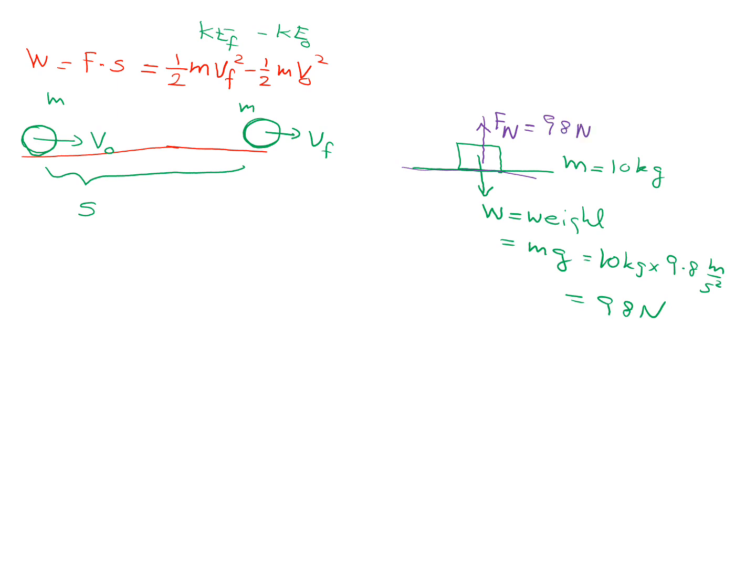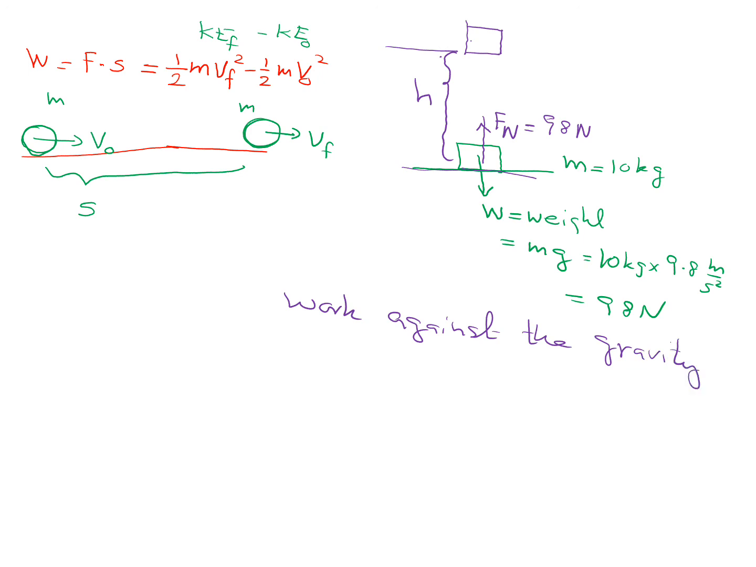So now if you want to lift this object and bring it to this level, you have to work against gravity. We have to overcome the gravitational force of 98 Newton in order to move up. In the next few slides we're going to learn another equation for the work we do against gravity.